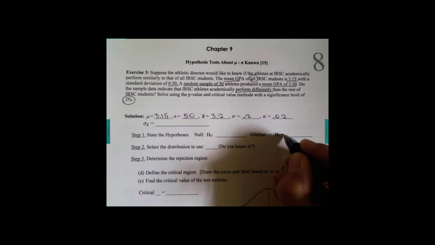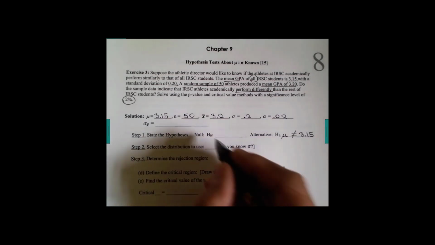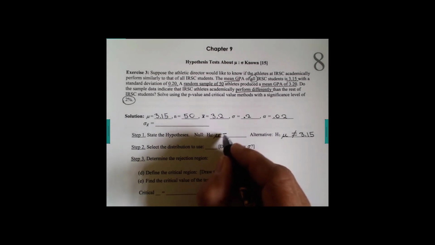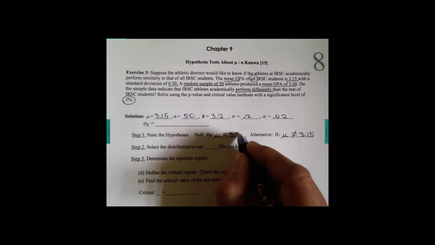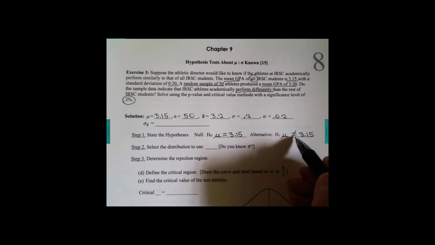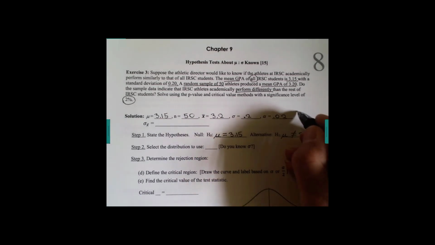Let's go down here and set it up. The question is, is the mean not equal to that of all IRSC students, or the null hypothesis would be the mean is equal to what all IRSC students are, okay? How do I do this? If I have not equal in the alternative hypothesis, and I already gave you this hint, you have to say alpha divided by 2.